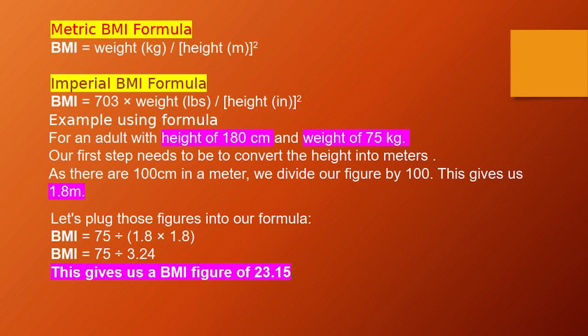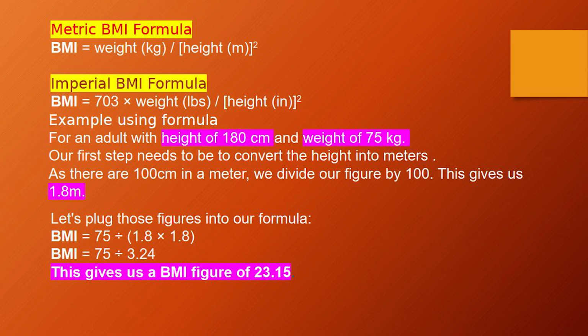So, BMI is equal to, as I said in the earlier part, weight in kilograms divided by height in meter square. This is the formula used under the category of metric BMI formula.